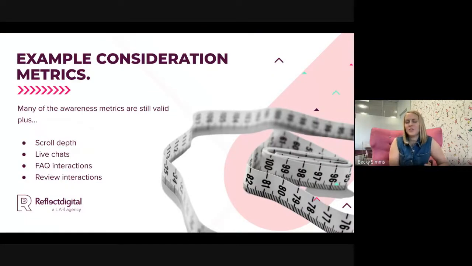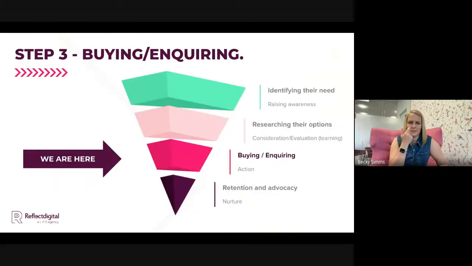So example metrics that you might see at the consideration phase are things like scroll depth. So maybe if you've got a really long article that's got loads of information and helping them make decisions, we might want to know how far do they get into reading that article. Live chats, they might be asking questions, interacting with a chat bot. FAQ interactions, they're asking a bit more, they're trying to understand a bit more. Reviews as well. This is the point where they might start to be really trying to understand, are you the place to buy from? Is this the right product?